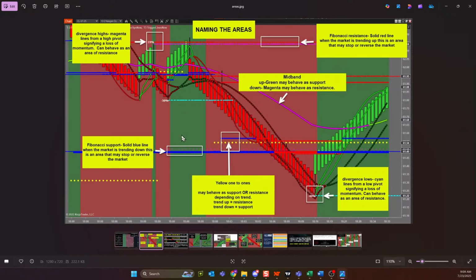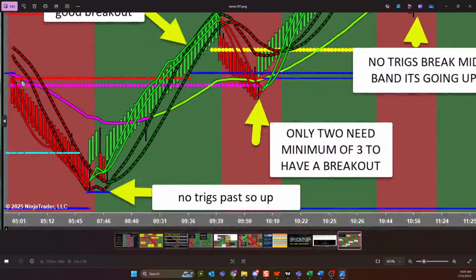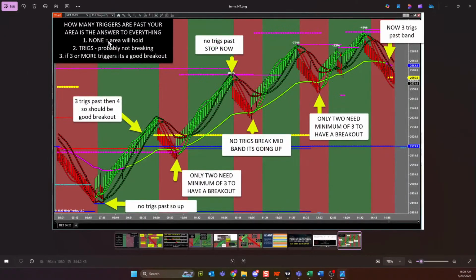And I want you to say to yourself, any line, any horizontal line on my big chart could stop the market. And there's an easy recipe to know whether or not it's likely to stop the market or whether it has the potential to break. So every time the market reaches a line, so for instance, the market comes down and it reaches that blue Fibonacci support. When it hits that support, all you have to do is say, hey, how many triggers made it through? And guys, you have small triggers and large triggers. There's 4 lines total. If none of your lines make it through that area, I just want you to say to yourself, that area will hold.